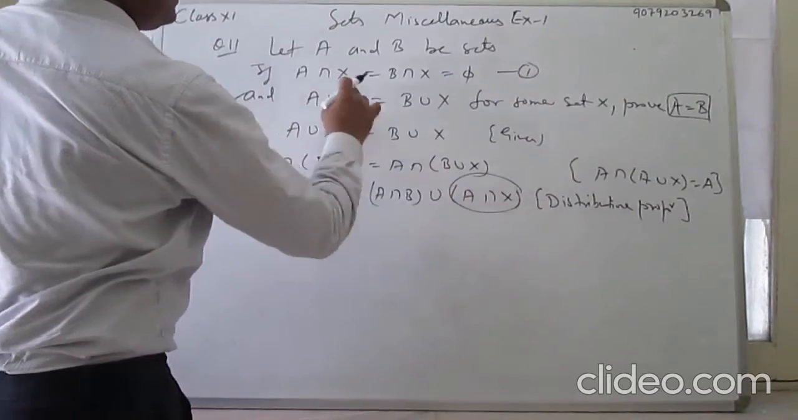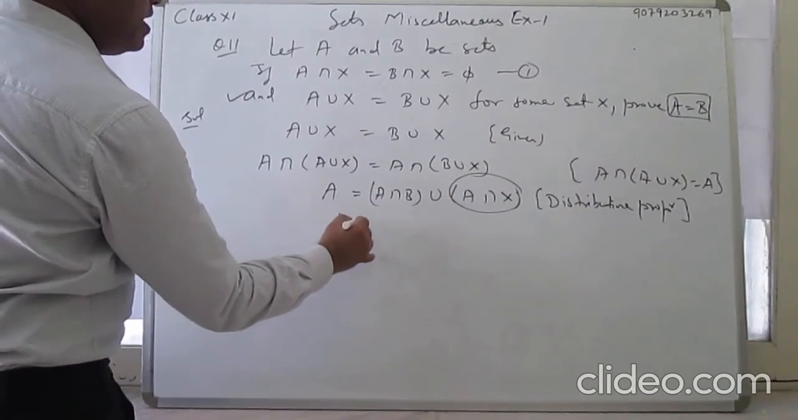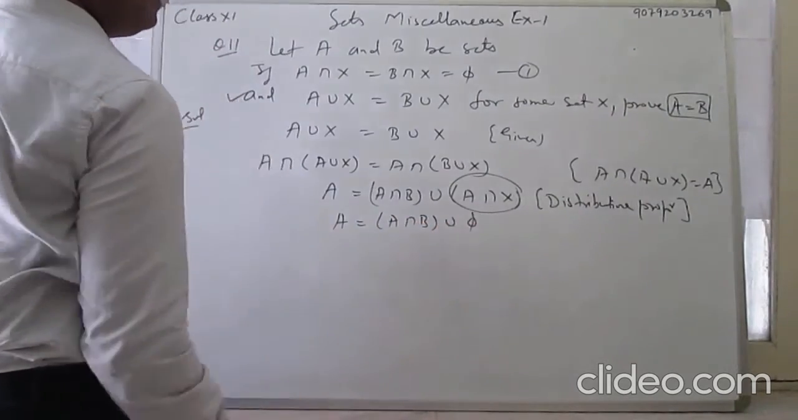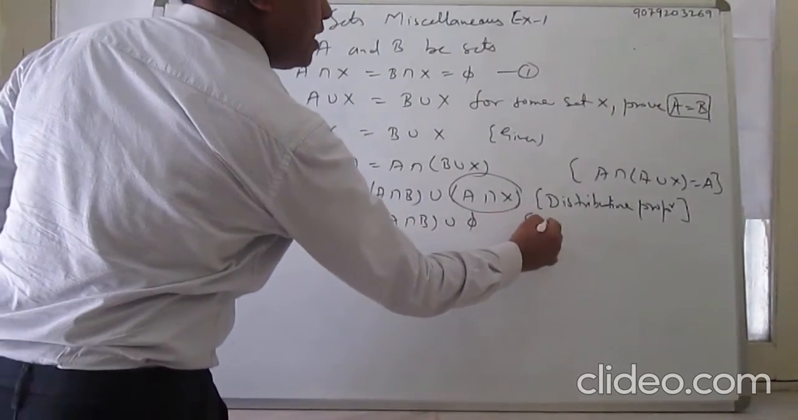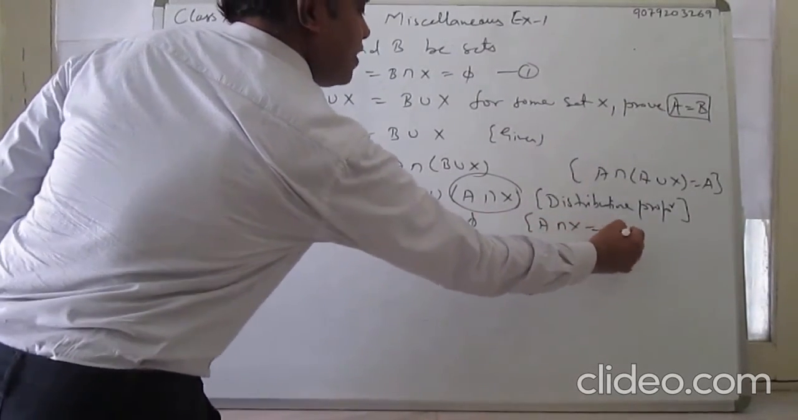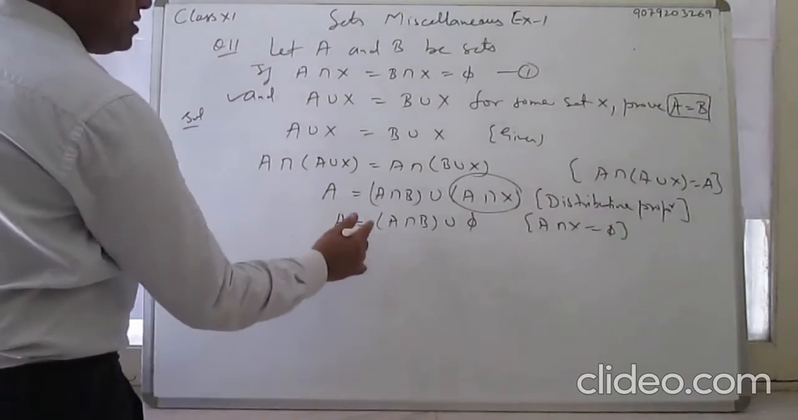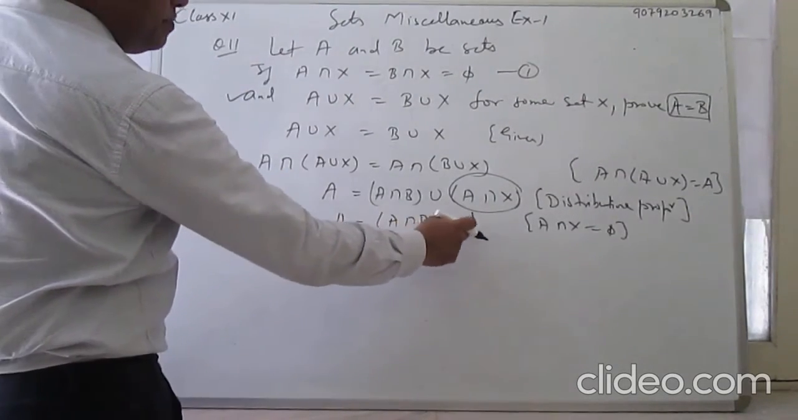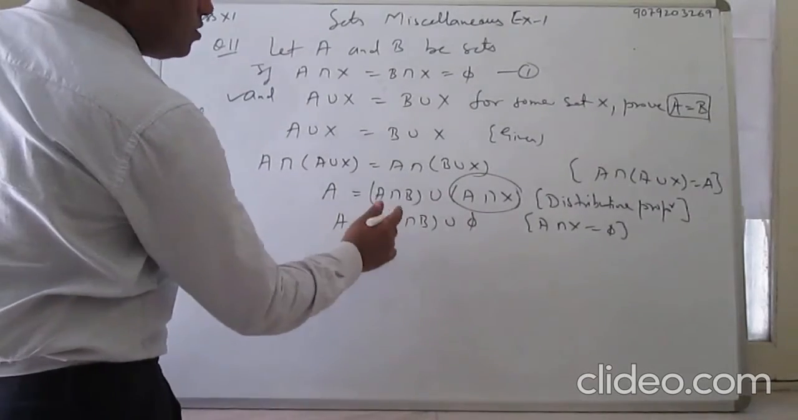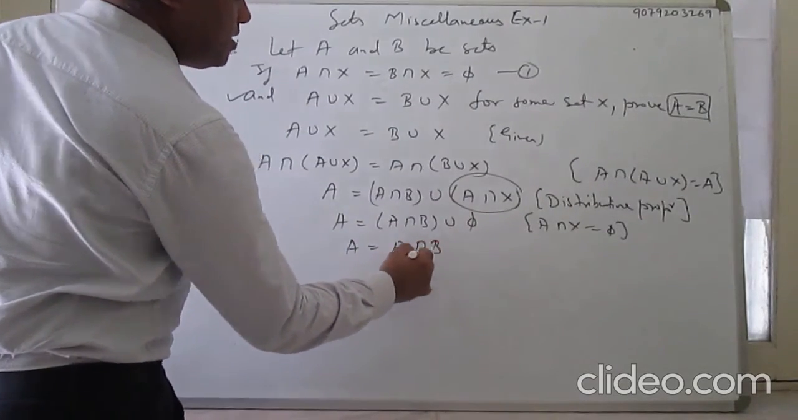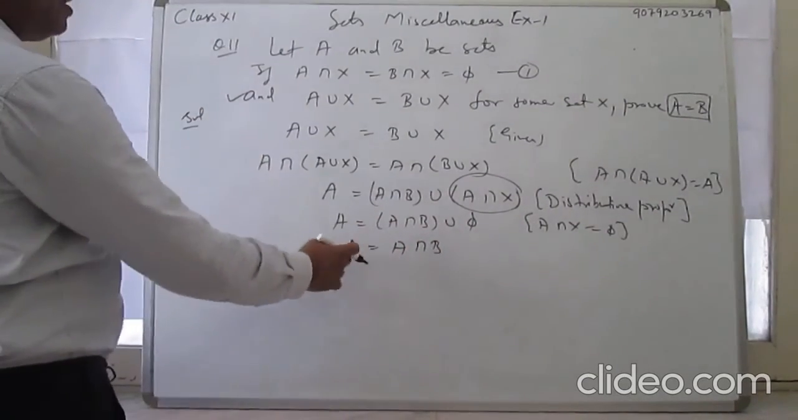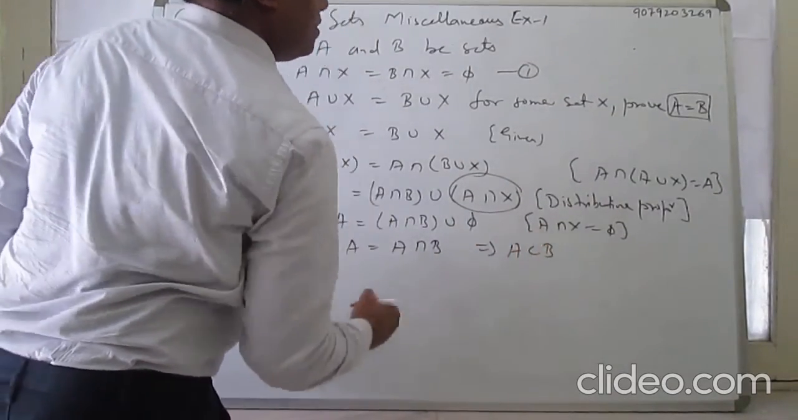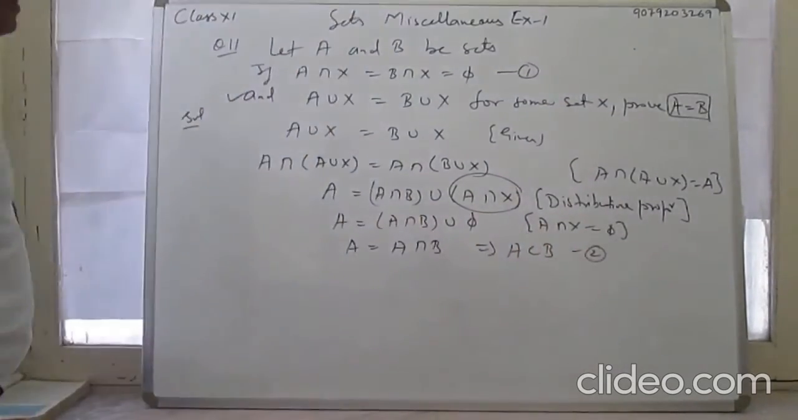Instead of this, what can you write? The null set phi. So (A intersection B) union phi. A intersection X is equal to phi, given. Now what is the value of this? The union of A intersection B with the null set gives A intersection B. If A intersection B is equal to A, this implies A is a subset of B. This is our second result.